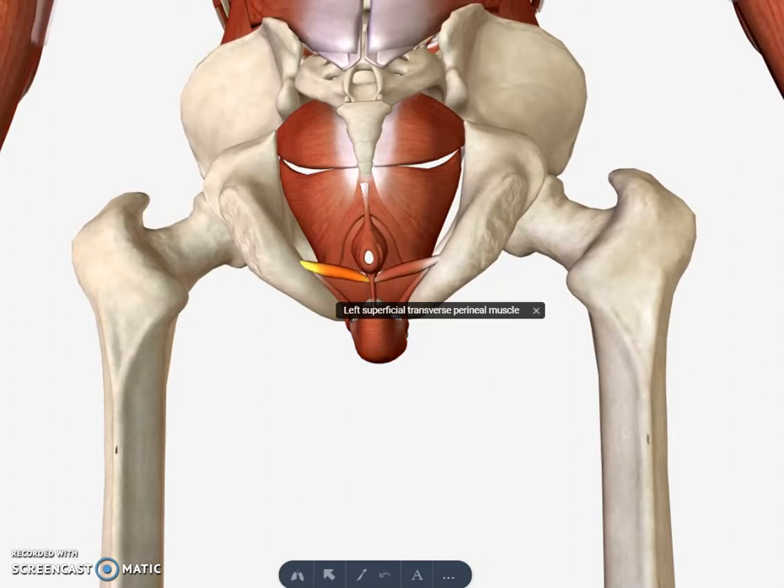This is the superficial transverse perineal muscles. The function is to support pelvic organs. The origin is the ischial tuberosity, and the insertion is the perineum tendon.